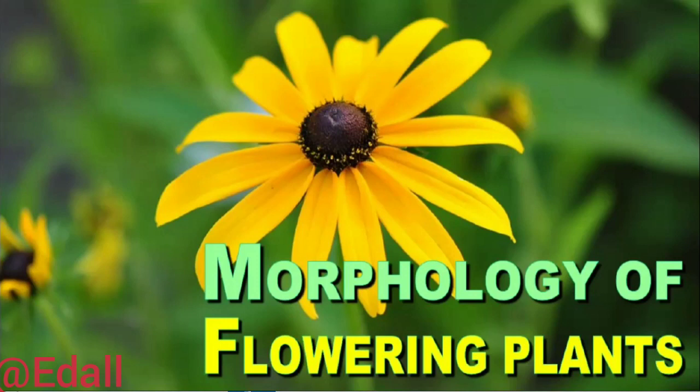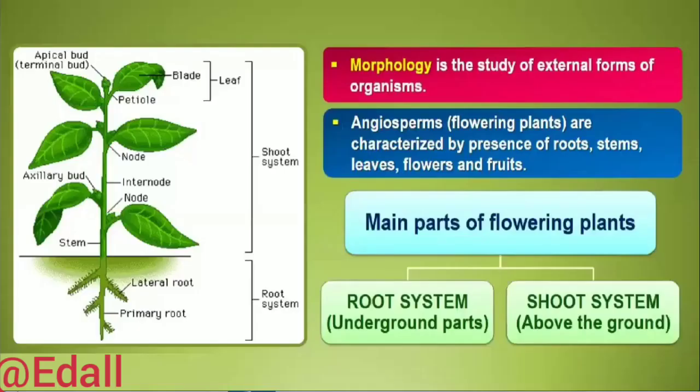Let's begin with the introduction. The wide range in the structure of higher plants will never fail to fascinate us. Even though the angiosperms show such a large diversity in external structure or morphology, they are all characterized by the presence of roots, stems, leaves, flowers and fruits.